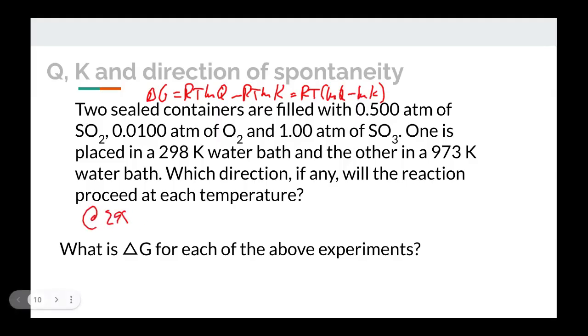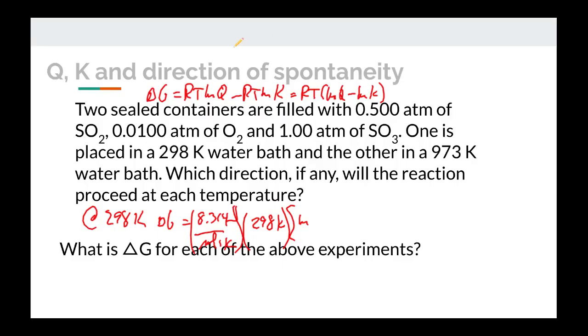So at our 298 kelvins, delta G is equal to 8.314 joules per mole Kelvin times 298 kelvins. And then we have to know what Q is here, because we're going to multiply this by the natural log of Q minus natural log of K. So let's figure this out. The reaction, remember, is SO2 plus O2 makes SO3.